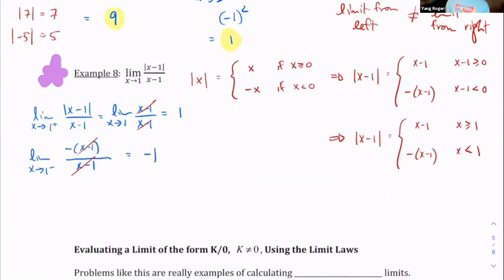So you come from one direction, you get 1. You come from the other direction, you get negative 1. So now if I ask you, what's the limit as x goes to 1 of absolute value of x minus 1 over x minus 1 like this? What would you say that limit was equal to, my friends? Good, does not exist. For the same reasons as above. The limit from the left is not equal to the limit from the right.